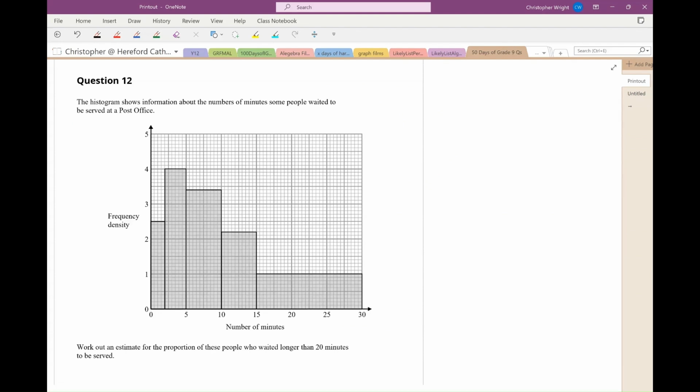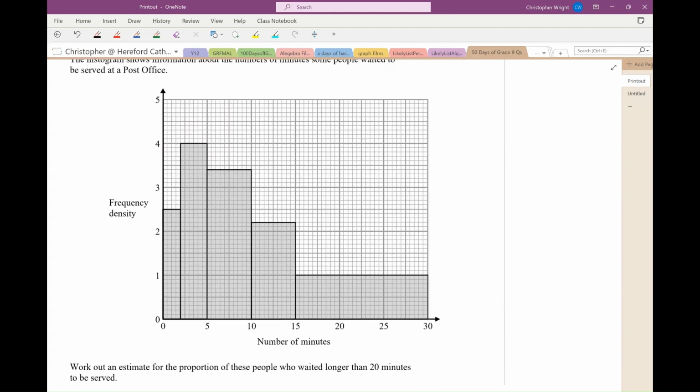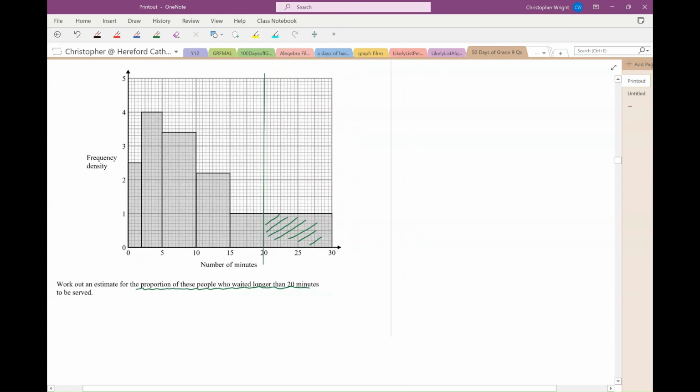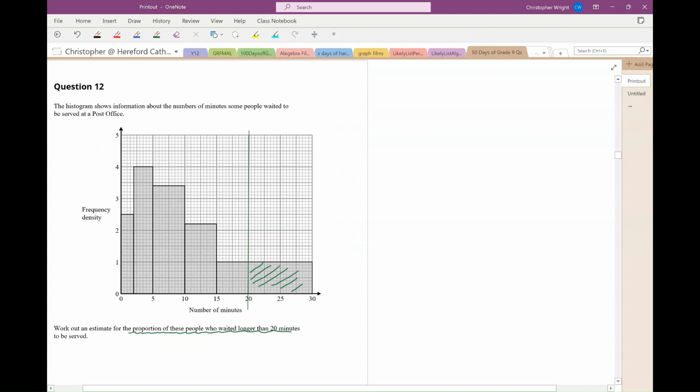Question 12. The histogram shows information about the numbers of minutes some people waited to be served at the post office. Work out an estimate for the proportion of these people, so the fraction of the people who waited longer than 20 minutes. Well, here's my cutoff then for longer than 20 minutes. It's here, isn't it? So I want to know what fraction of all the people is that lot there. Well, let's work out the areas, because on a histogram the areas give you the frequency, don't they? So let's work out the areas of these bars here.